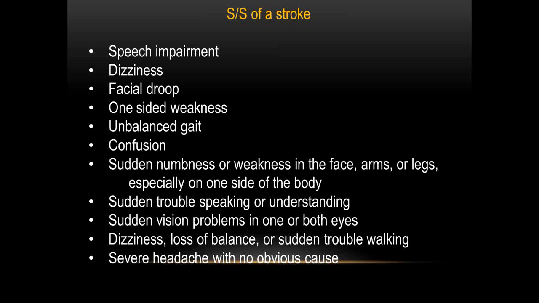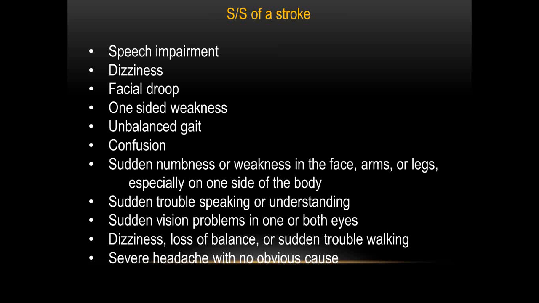If they're confused, that's a sudden altered mental status. If they have numbness or weakness in their face, arms, or legs, especially if it's just on one side of the body, that's a symptom of stroke. If they have trouble speaking or trouble understanding. And again, with all these, this is stuff that's new, sudden onset. Okay? If they're having trouble with their vision in one eye or the other or both, that can be a sign of a stroke.